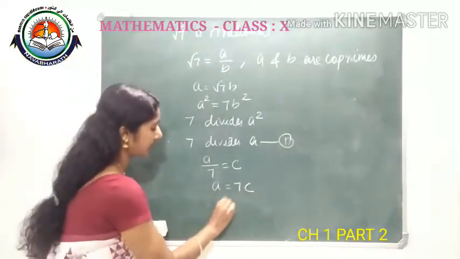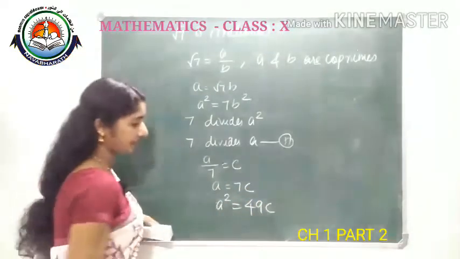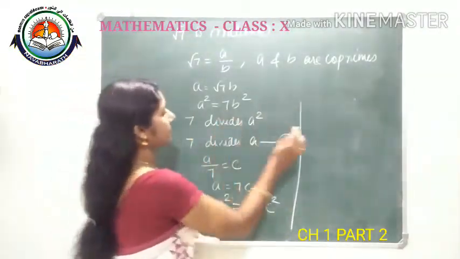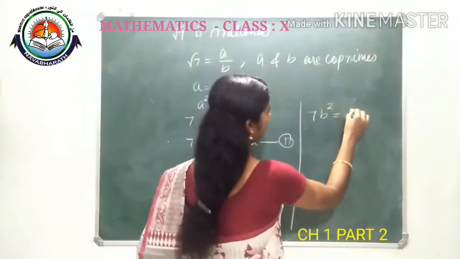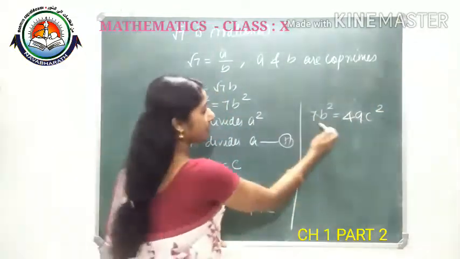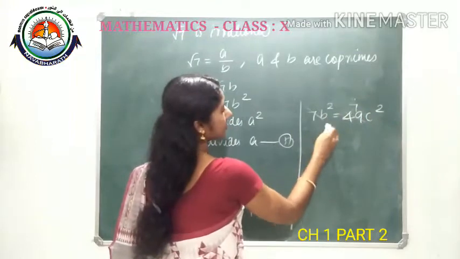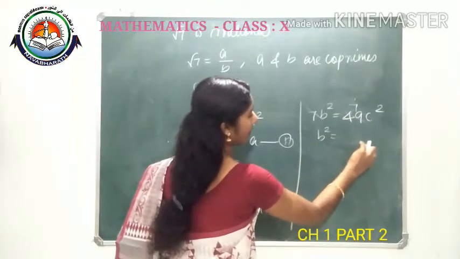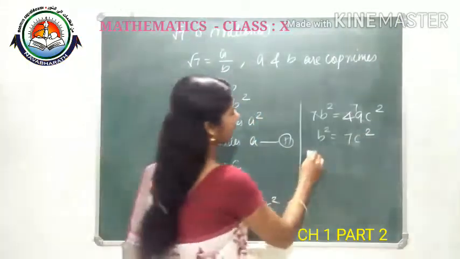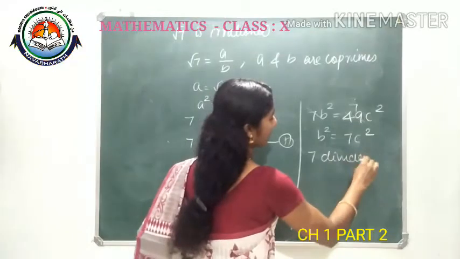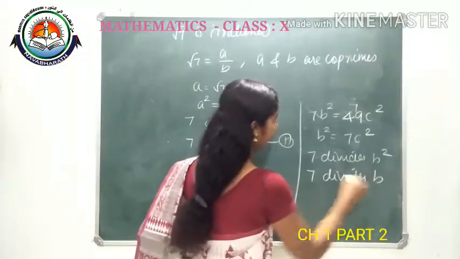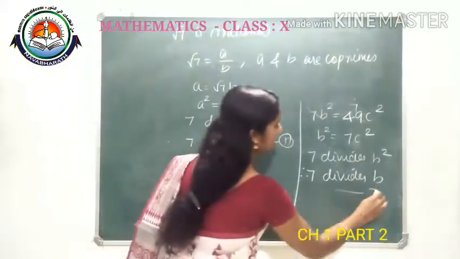Again squaring on both sides, A square equal to 49C square. And A square we can replace with 7B square. So 7B square equal to 49C square. Cancel 7 from both sides. So it will come B square is equal to 49 by 7 C square. 49 by 7 is 7, so 7C square. From that statement we can write 7 divides B square, and by the theorem we can write 7 divides B. So this is our second statement.